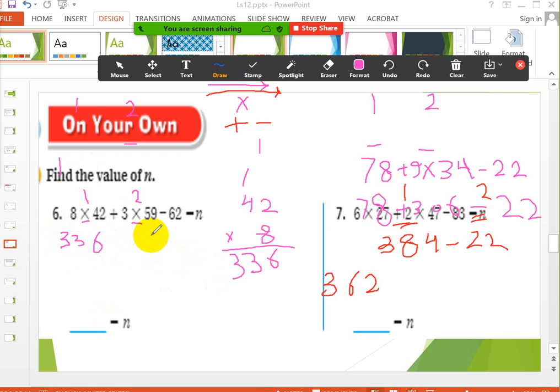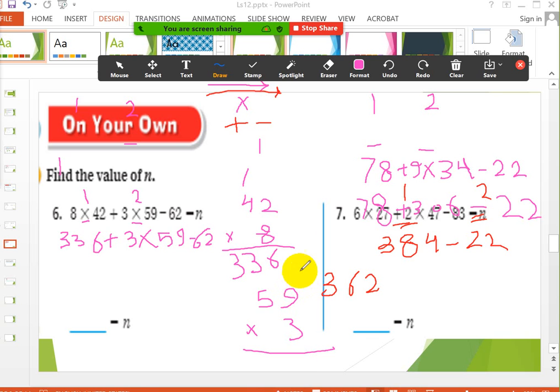So the answer will be 336 plus 3 multiply 59. I will write the numbers left, minus 62. Then I have to do the second multiplication. So I did my first one. Second one, 3 multiply 59. 59 multiply 3.